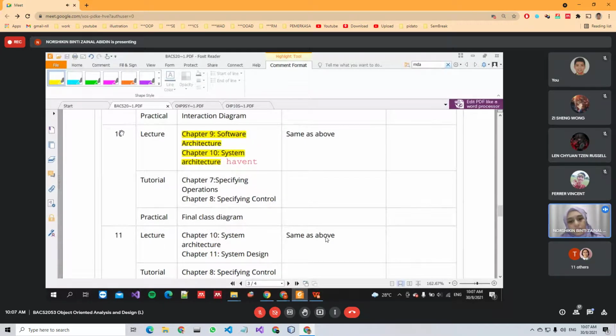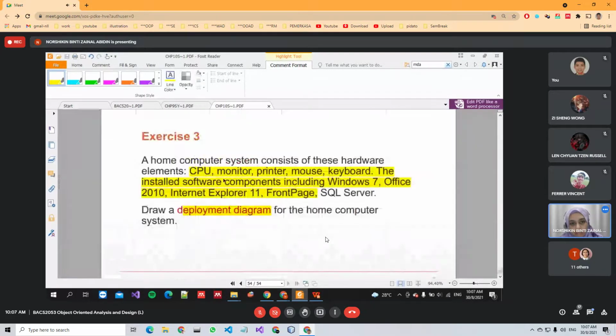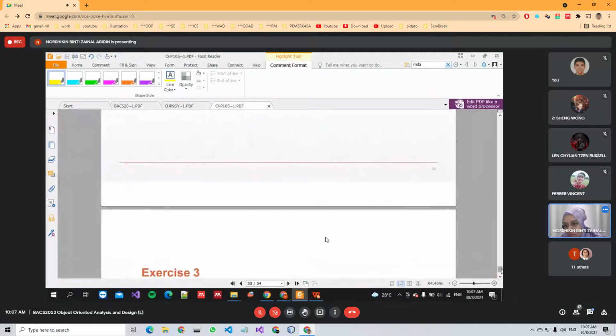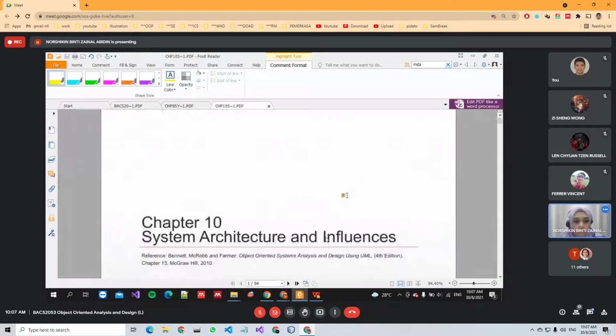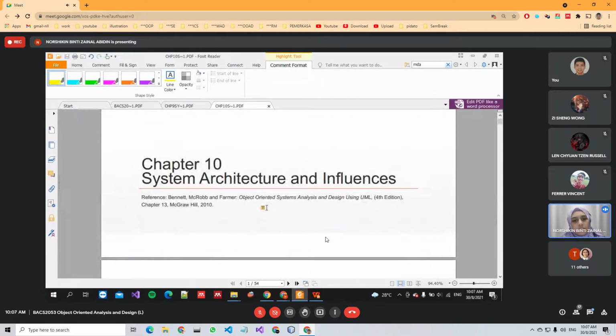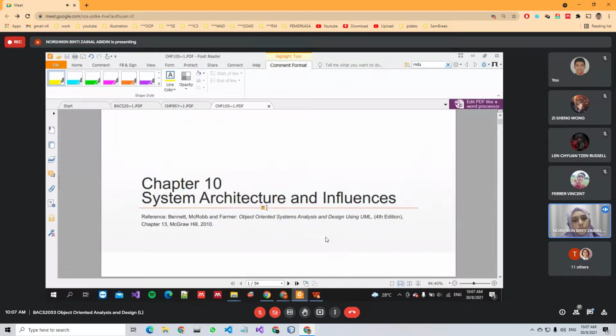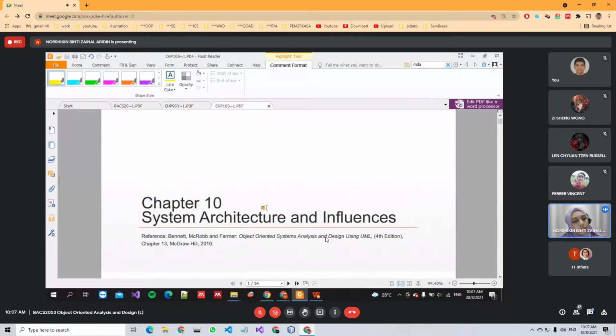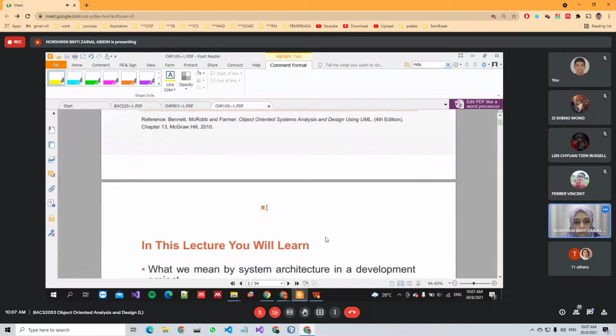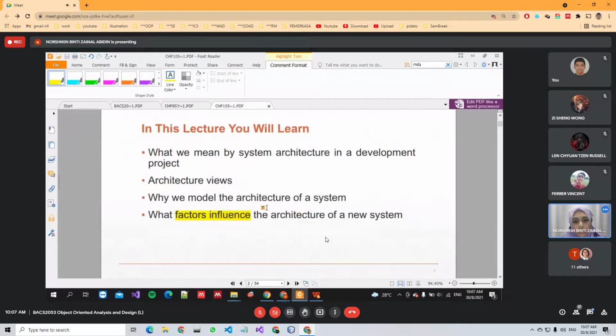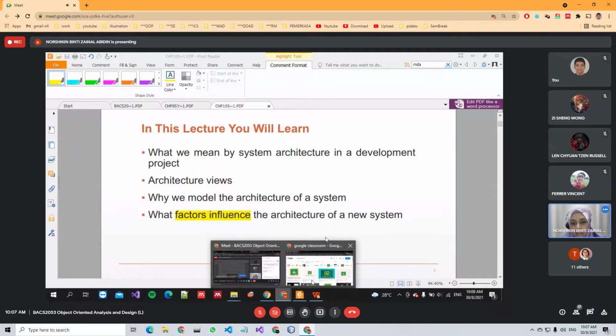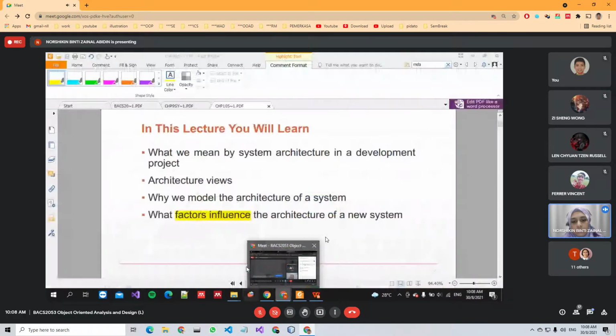So let's proceed with system architecture and influences. This week we will cover chapter 10, which is system architecture and influences. This is the course outline for today. For this chapter, we will learn what is meant by system architecture in a development project.